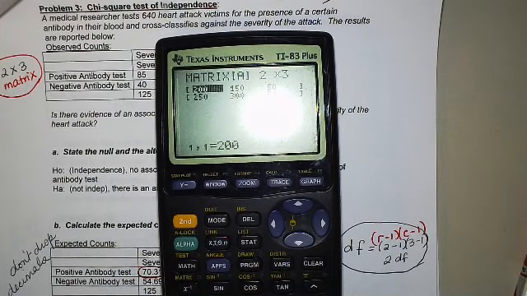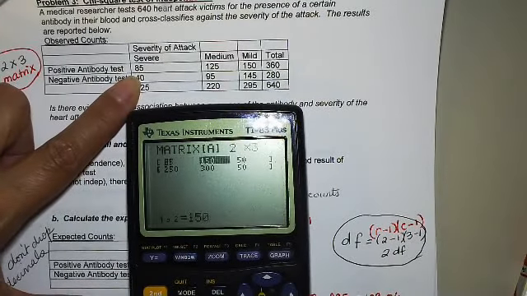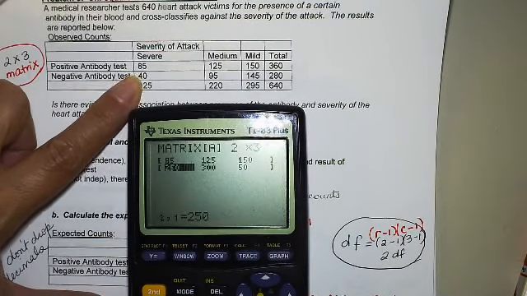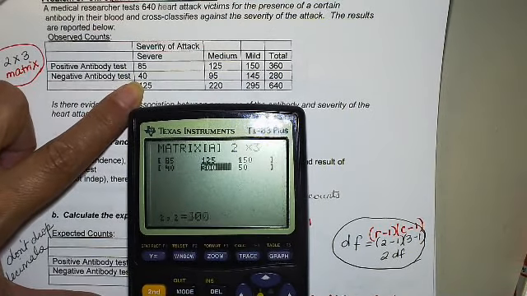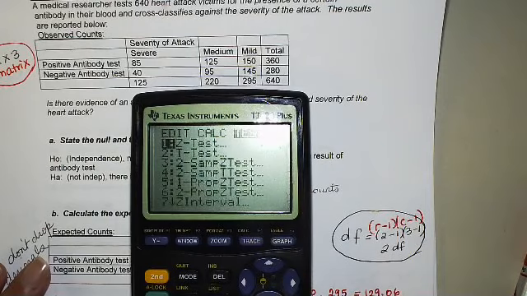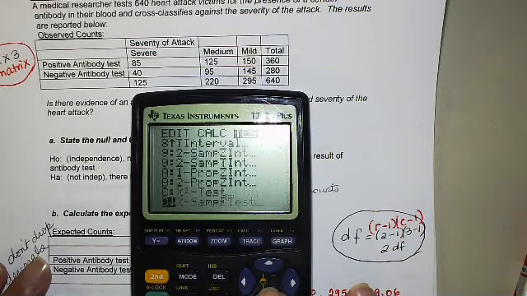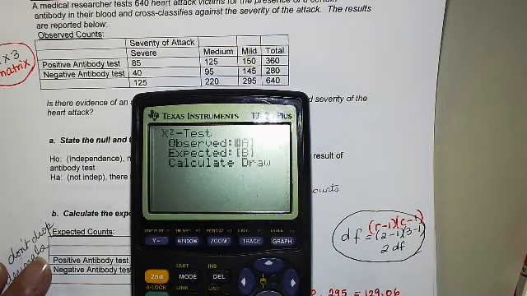Second matrix, edit, it's 2 by 3 again, so I'll leave that alone, 2 by 3, and hit enter. And it's just going to rewrite over the existing matrix. So the first row would be 85, 125, 150, then 40, 95, 145.